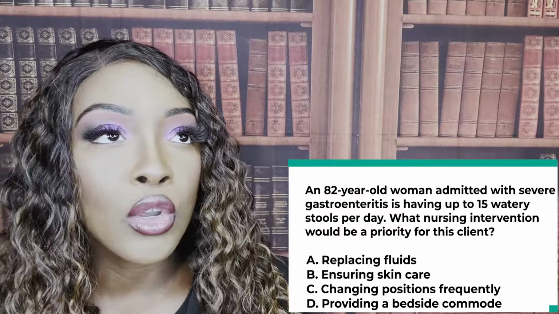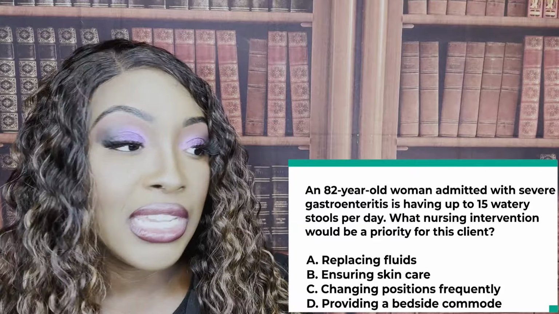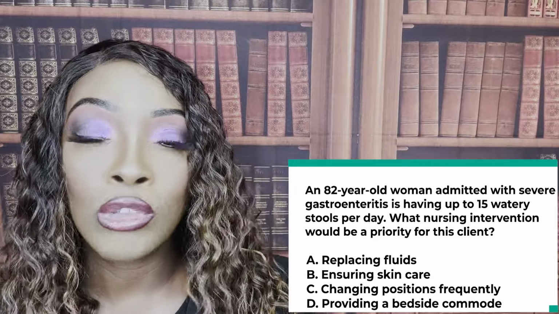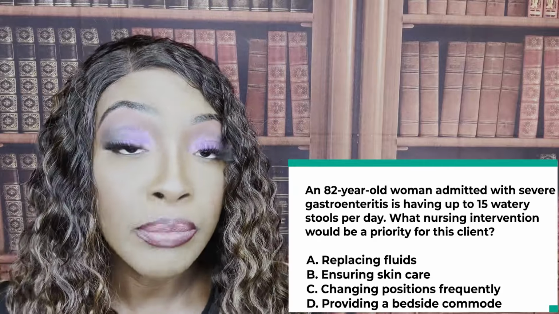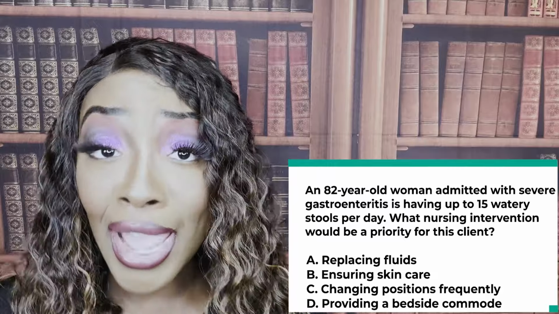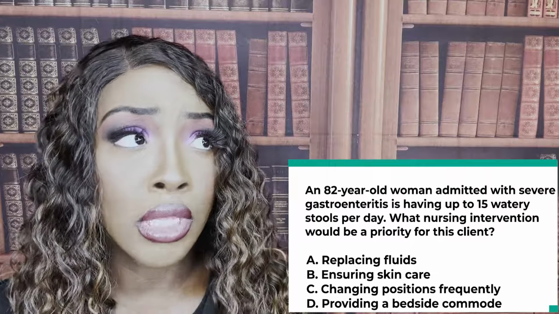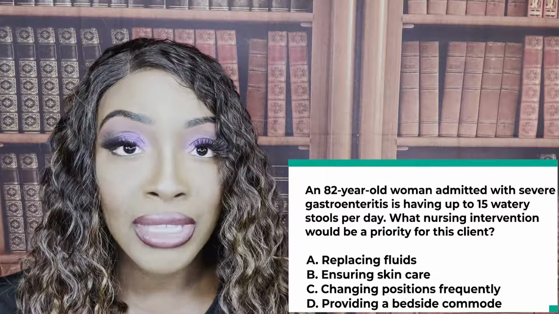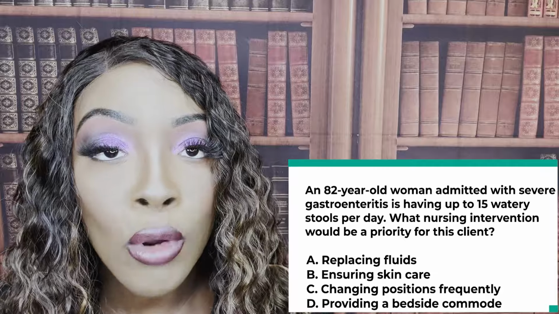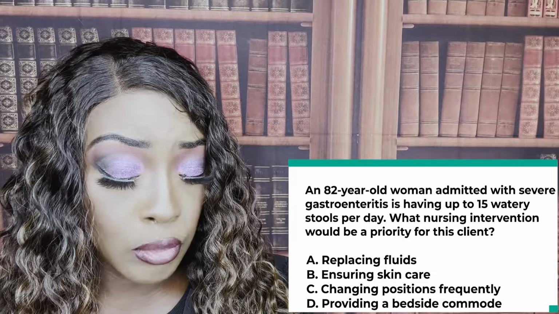Guys, whenever you're getting a question about what's going to be a priority, I need you to think of Maslow's hierarchy of needs. Maslow's hierarchy of needs, physiological integrity, is always going to be a priority. What is physically keeping your patient alive? Vital signs. Blood pressure, respirations, pulse, glucose, fluid electrolytes, airway breathing circulation, anything that's physically keeping your patient alive is always going to be the priority. And that's why replacing fluids is the answer.